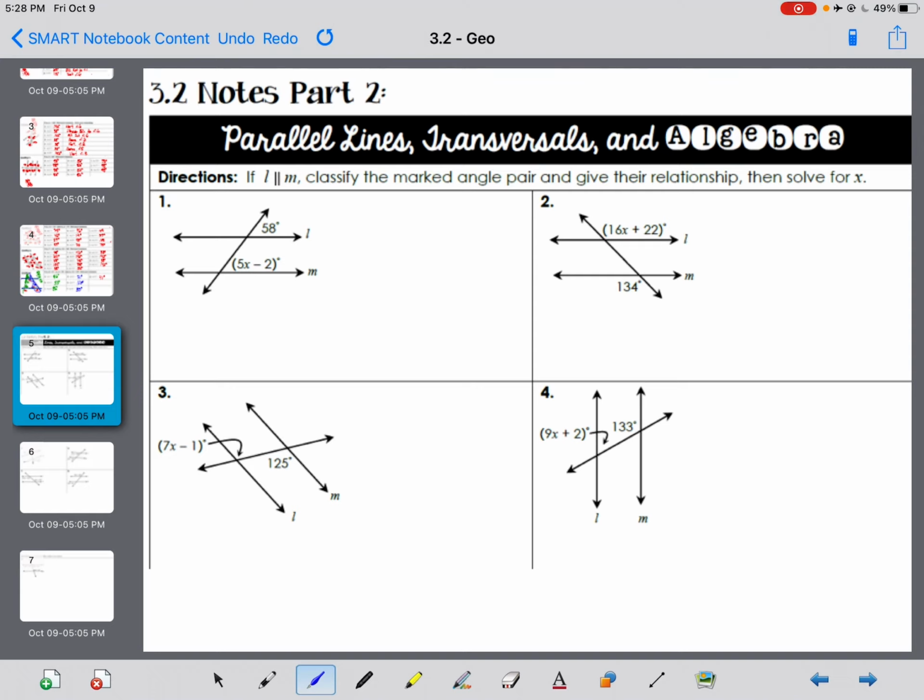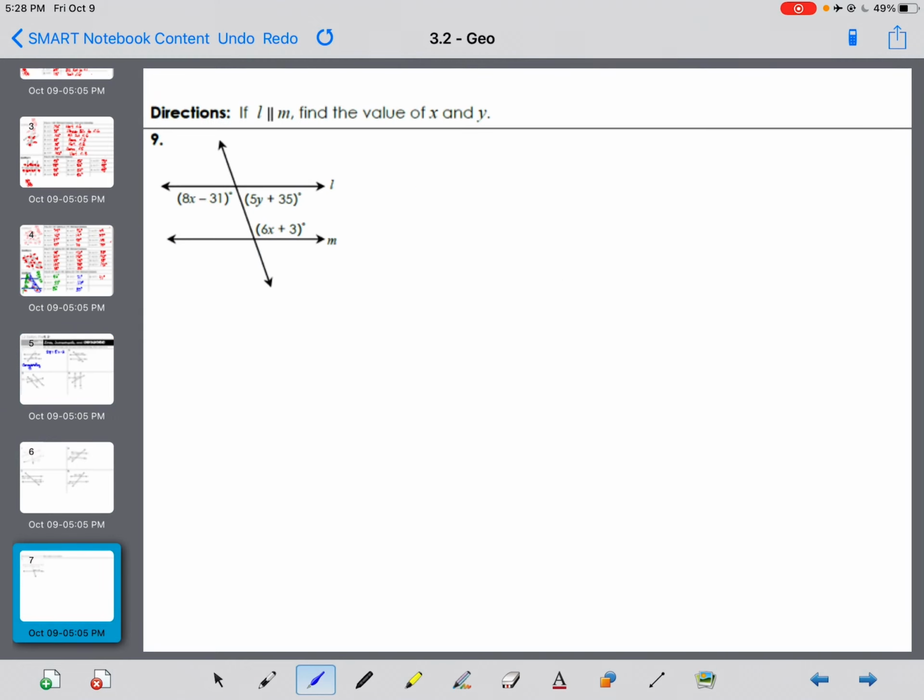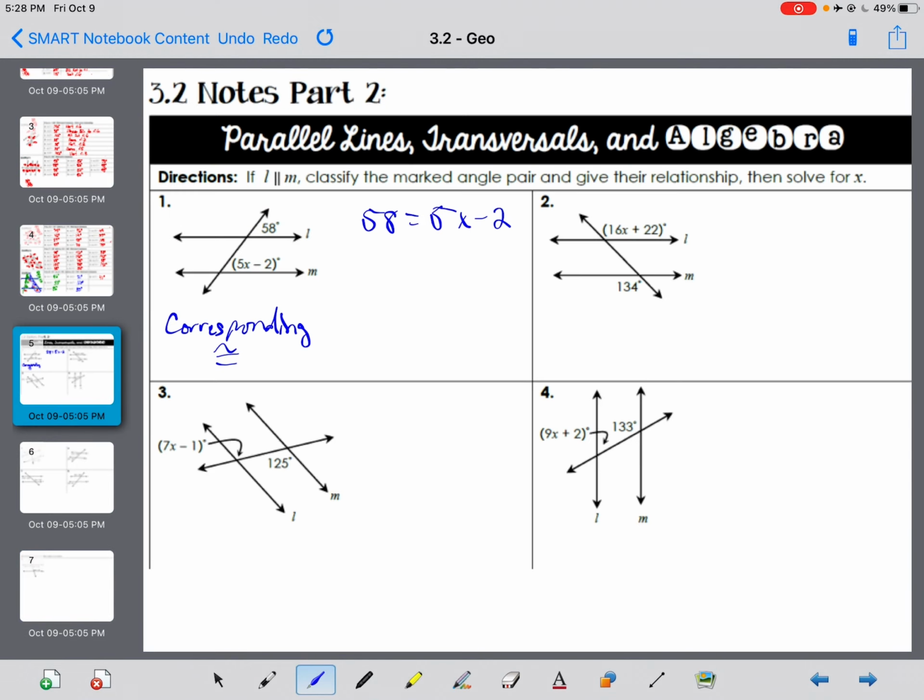These two angles here in number 1, they're in the same spot on the same side of the transversal. So those are what are called corresponding. And corresponding angles are congruent. So that means 58 is equal to 5x minus 2. Because they're congruent, means they're the same. So 58 is the same as 5x minus 2. So whatever x is has to multiply 5 times, subtract 2, make it there.